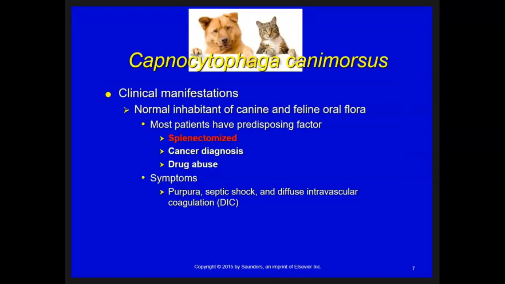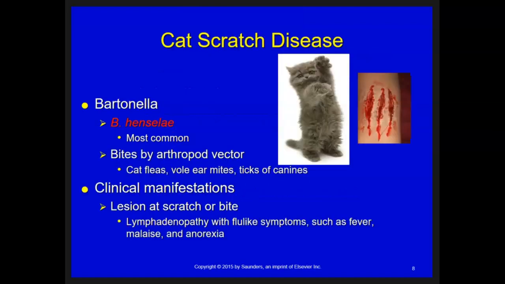Then we have Capnocytophaga canimorsus. The standout here is that it's a normal inhabitant of canine and feline oral flora. Most patients that have a problem with this bacteria have predisposing factors such as having had their spleen removed, or cancers, or drug abuse. Cat scratch disease is caused by Bartonella henselae. It's the most common. It can also be caused by bites from arthropod vectors like fleas, ear mites, or ticks from canines.